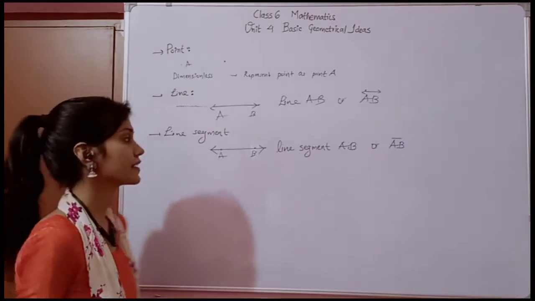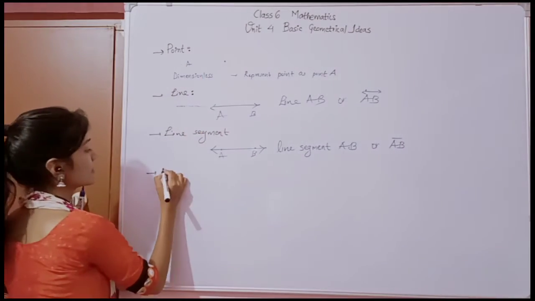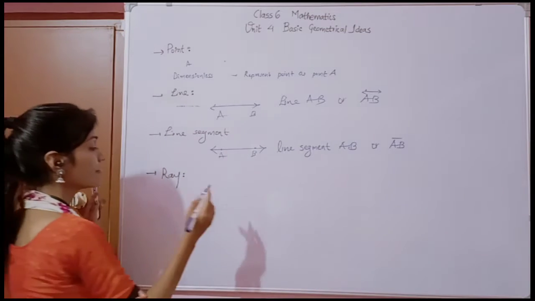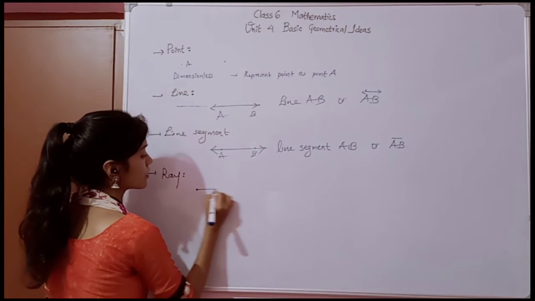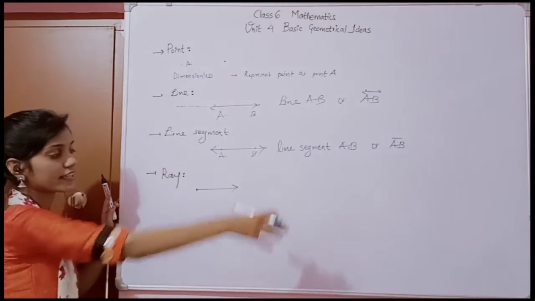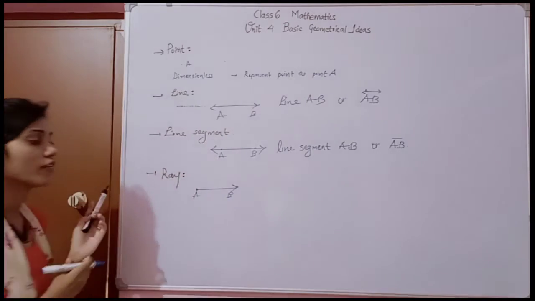See the next term, that is a ray. We have seen point, line, line segment, and the next term is ray. Now see, if a line has only one endpoint, you can see one endpoint, and it moves infinitely in one direction. Let me name it AB. So how can you define a ray?